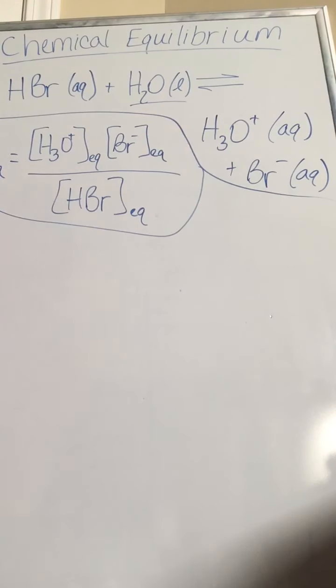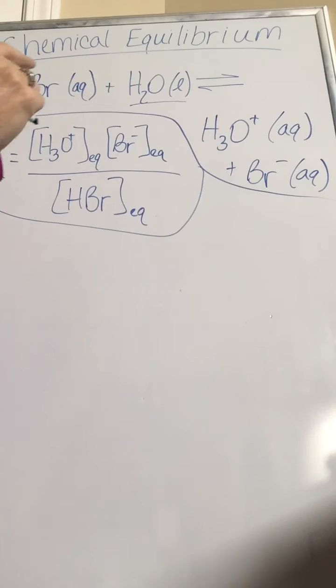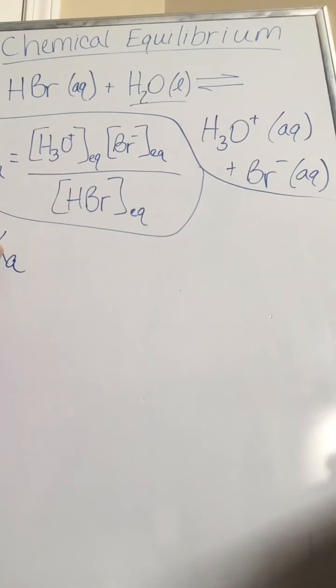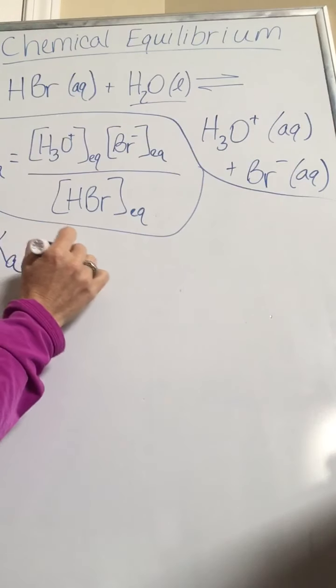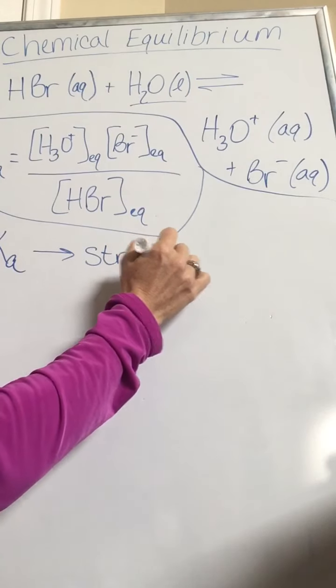Now, what makes this a strong acid? If it's a strong acid, then it's going to really favor the products. So what that tells us is the larger the Ka, the stronger the acid.